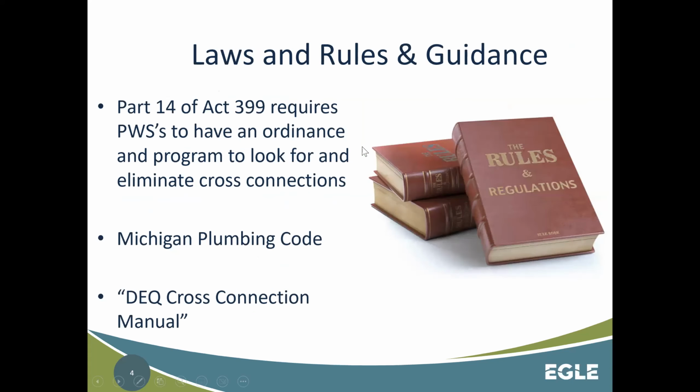All right. So there are laws and rules and guidance that guide us. Part 14 of the Safe Drinking Water Act, which is Public Act 399 of 1976, requires public water supplies to implement an ordinance for cross connections. And the ordinance typically goes a couple of routes. It involves inspections, it involves testing, and then it also involves looking for and eliminating cross connections.